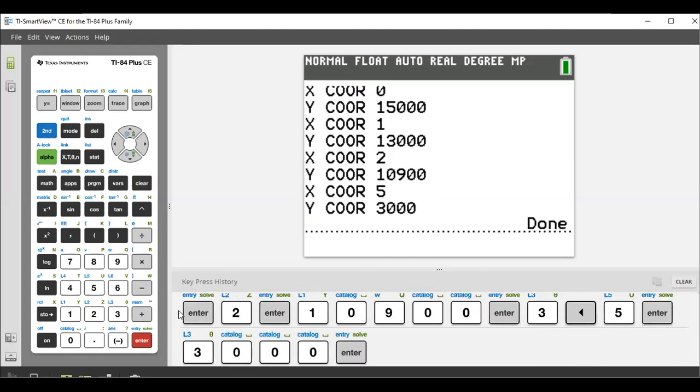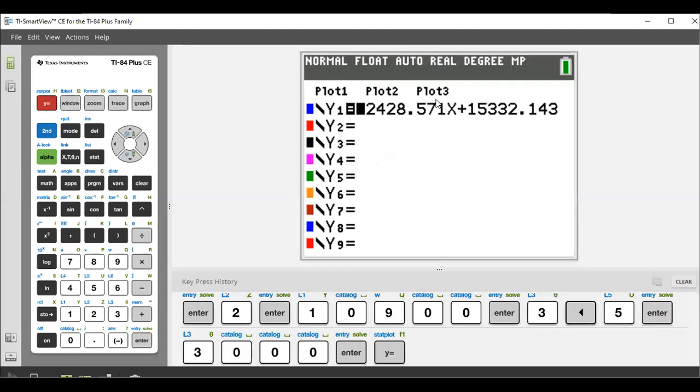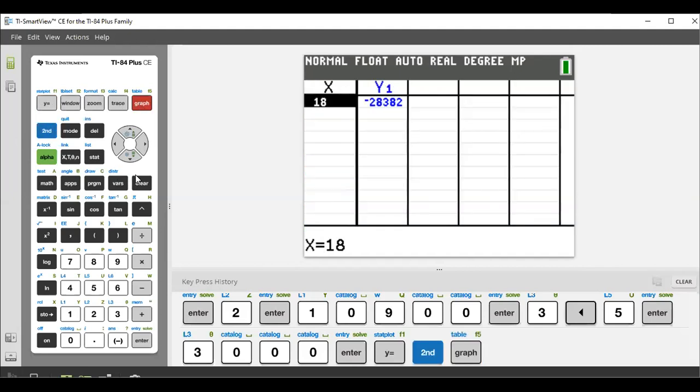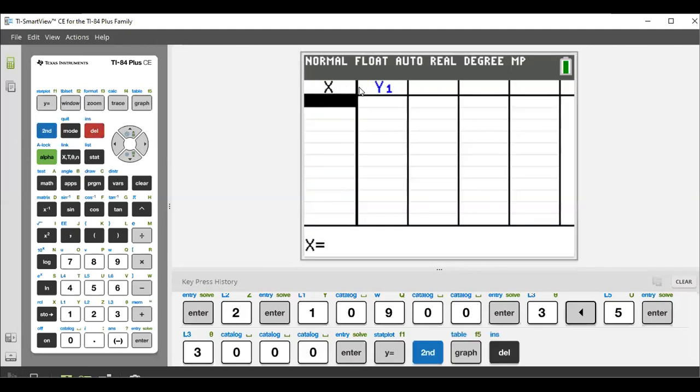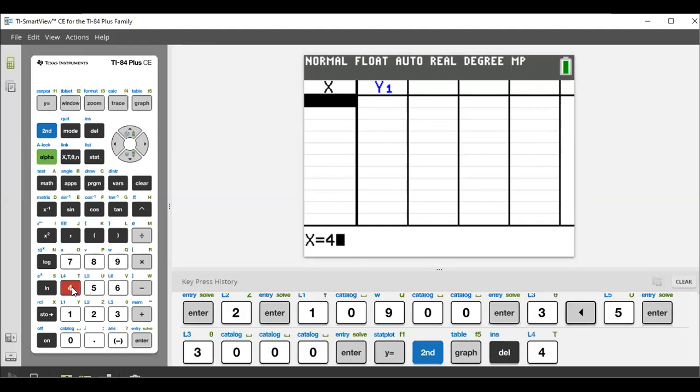Press enter. Now, as soon as that's done, you're just going to go to the y equals, and it's going to have the equation in there. It generates the equation for the linear regression. Now, we don't really care about the linear regression. Here's what we want. We want to go to the table, and let me get rid of this piece. Basically, all we want to know is, after year 4, what's the value of the car?